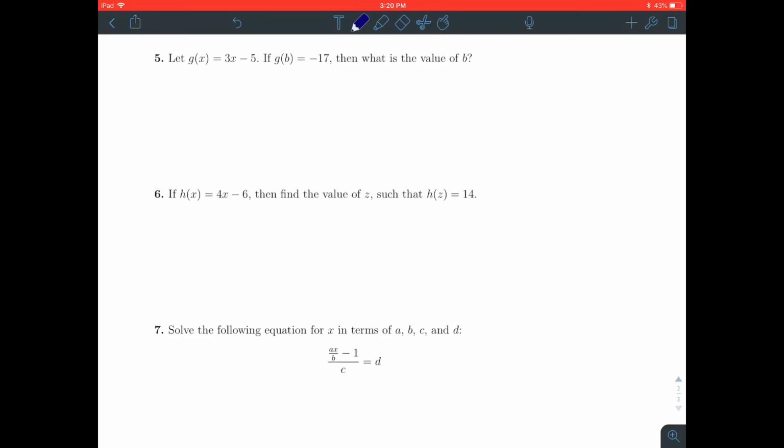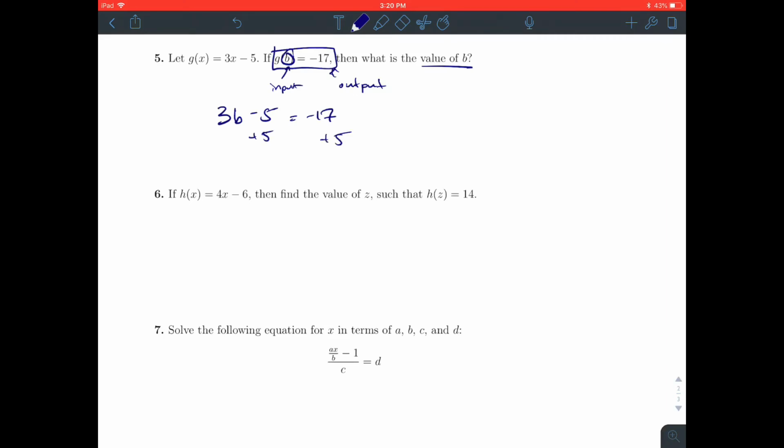For problem number 5, we've got g of x equals 3x minus 5. If g of b equals -17, what is the value of b? So this is one where they said the input is b, and the output is -17. So we'll plug b into our problem. 3, plugging b in for our input, minus 5, equals an output of -17.